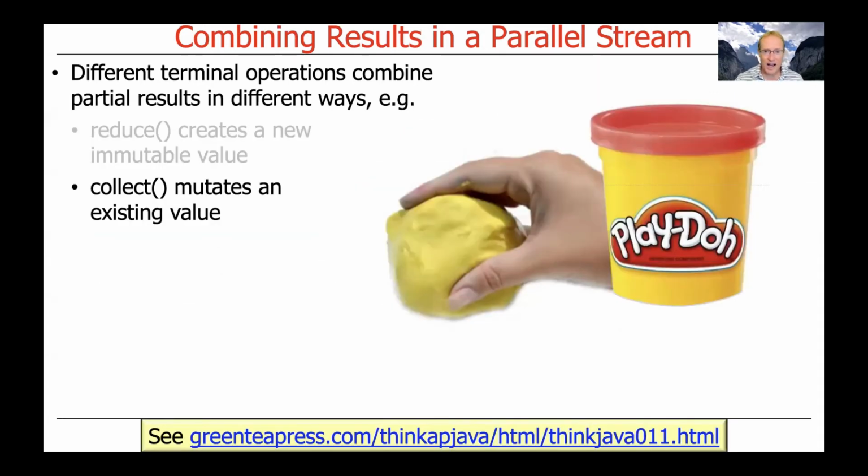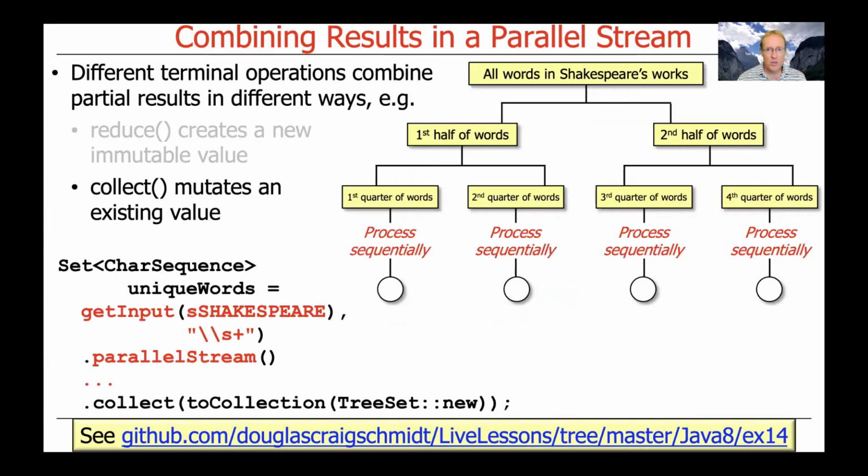In contrast, and hopefully you remember this from our previous discussions about terminal operations, collect mutates an existing value, which is known by the name the mutable result container, things like a list or a map and so on. And so that means that it expects to be able to change those results. So here's a very simple example.